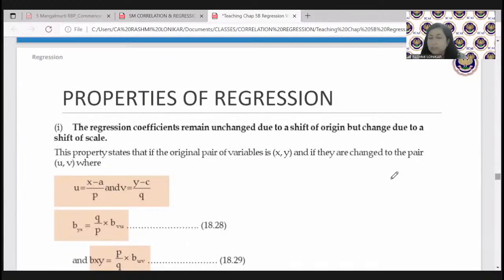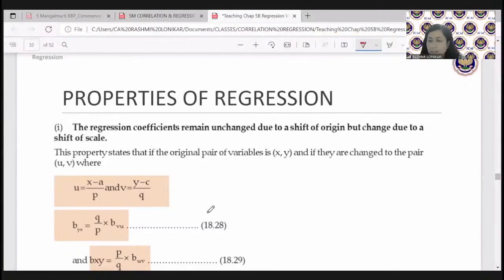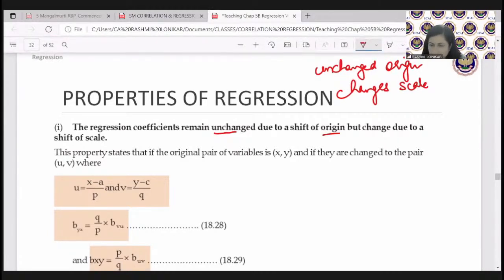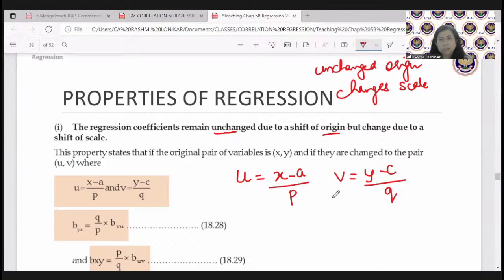Now these are the properties of regression. The regression coefficient remains unchanged due to shift of origin, but changes due to shift of scale. So unchanged for origin and changes for scale. How much is this change? You must write the new variable u equal to x minus a upon p, and v equal to y minus c upon q, where a and c are change of origin and p and q are change of scale.